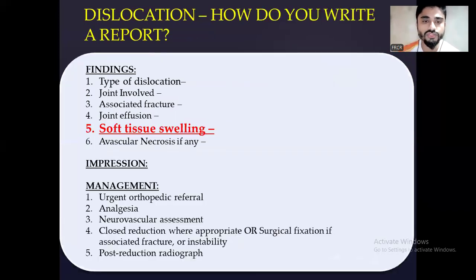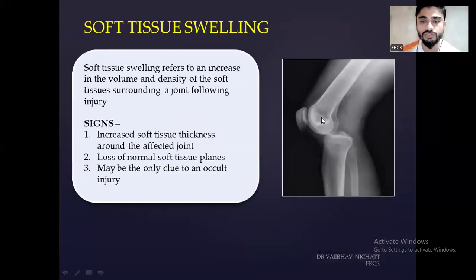Now coming to the soft tissue swelling. What soft tissue swelling should you be talking about? If you see any dislocation of the joint, you have to mention whether there is any increase in the volume of the soft tissue or radio-opacity surrounding the joint. What are the signs? The signs could be increased soft tissue thickness around the affected joint, loss of normal soft tissue planes, and it may be the only clue to an occult injury.